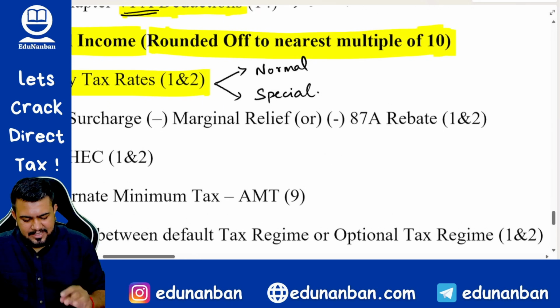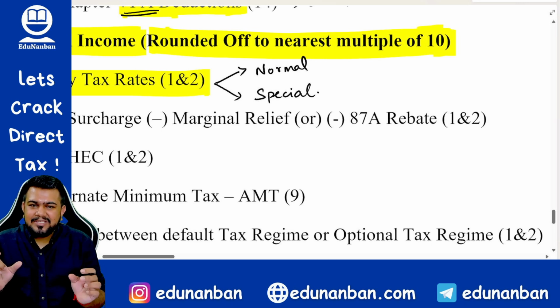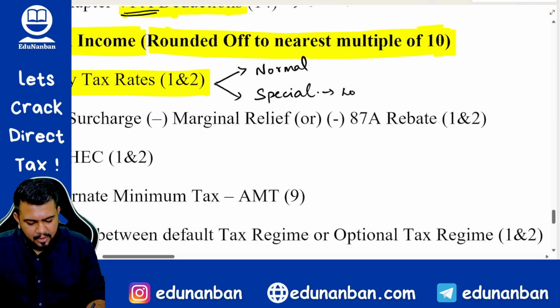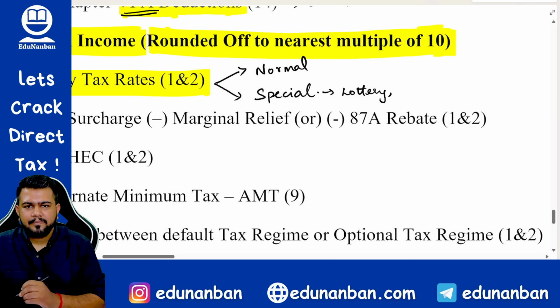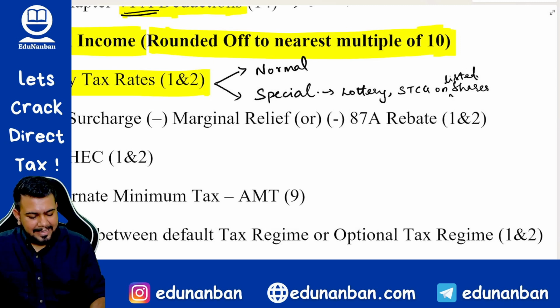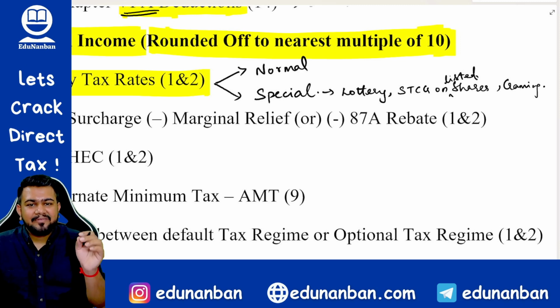Sir, what is this special income? Special incomes are incomes for which the tax rate is given specially within that section itself. For example, lottery income, short-term capital gain on listed shares, gaming income, etc. For all these types of income, the tax rate will be given in that section itself. These are called special incomes.